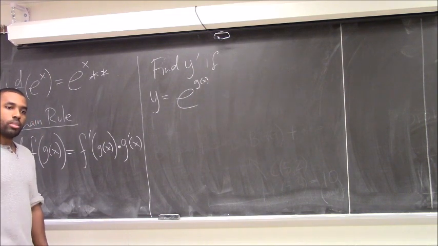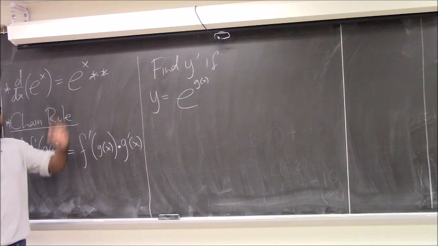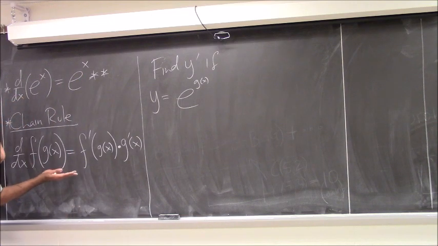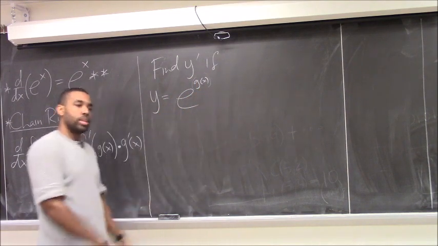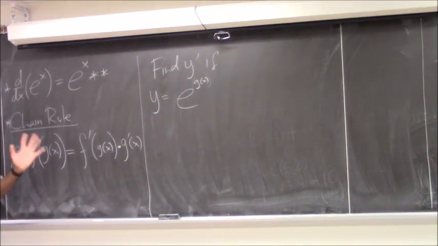Is it? Not quite. The derivative of e to the x is e to the x. But we have a chain rule. So now instead of x, I had a function plugged in to replace x. That is g of x. g of x is any function.